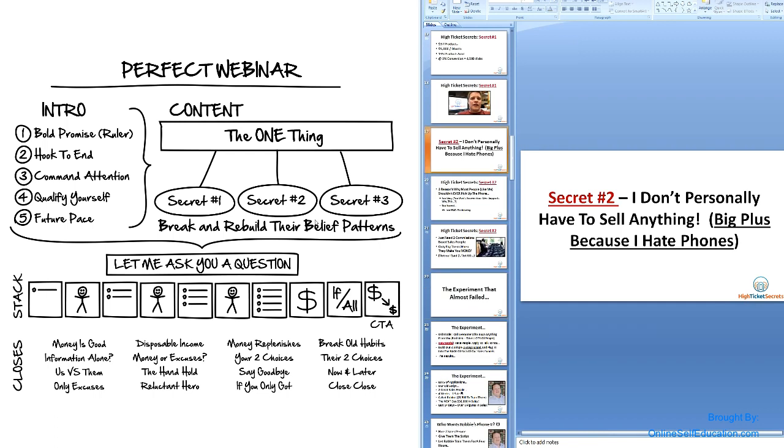Secret number two is I don't personally have to sell anything because I hate the phones. Most of these guys who see people doing high ticket stuff think it seems awesome, but they have to pick up the phone, and they don't want to. They're scared to talk on the phone to people. That's their belief pattern. So I've got to break that belief pattern and rebuild it.